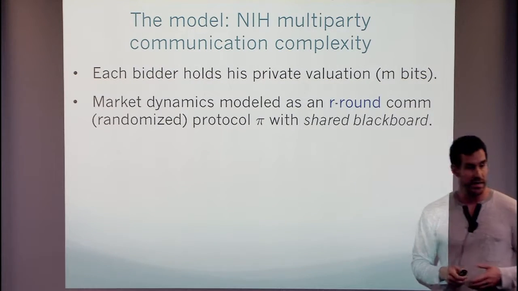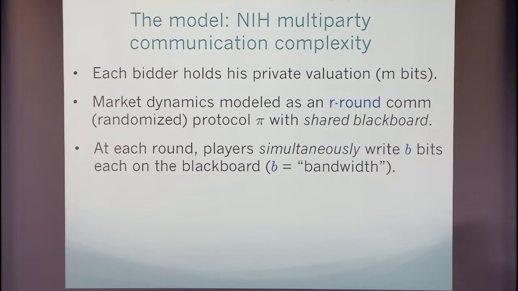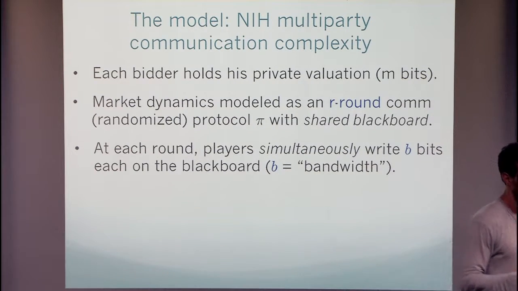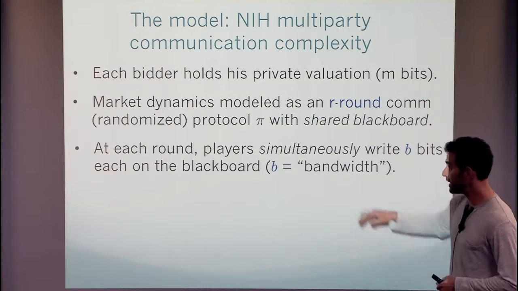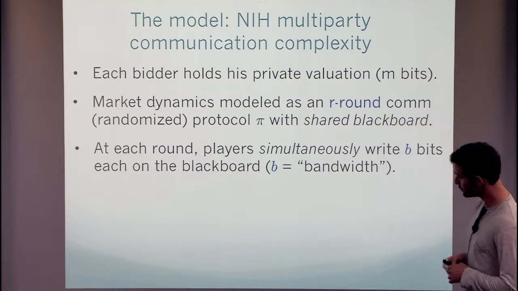The market dynamics is modeled as just an R-round, a fixed-round or bounded-round, randomized communication protocol with a shared blackboard. So the way the communication goes is as follows. At each round of communication, each player is allowed to write at most B bits on the blackboard. And the players speak simultaneously. That will be important for our proof and analysis.